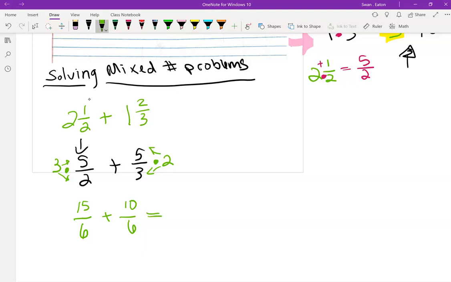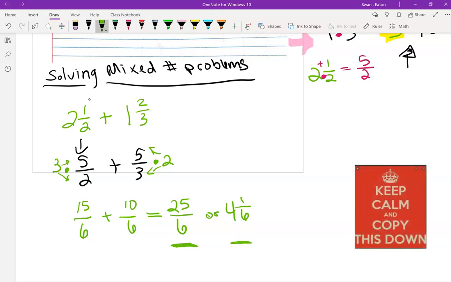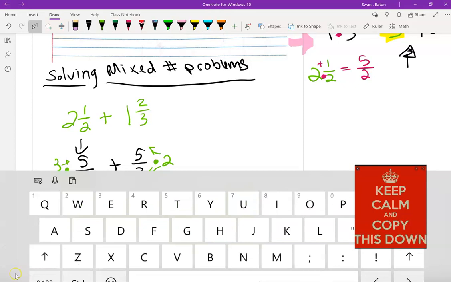Now you can solve because they have the same common denominator. So the common denominator stays the same all the way across on the bottom. And 15 plus 10 is 25. You can leave it like this. I'll accept that answer. Or you can make it a mixed number. And 6 goes into 25 4 times. That's 6 times 4 is 24. There'll be 1 left over, and I keep the common denominator. So you could choose it to be looking like this or like this. Either one you will get correct.